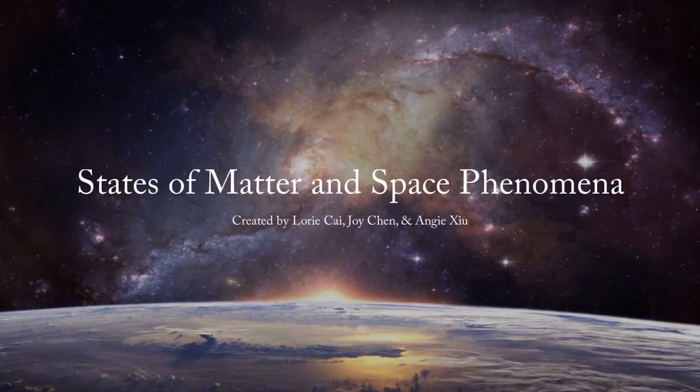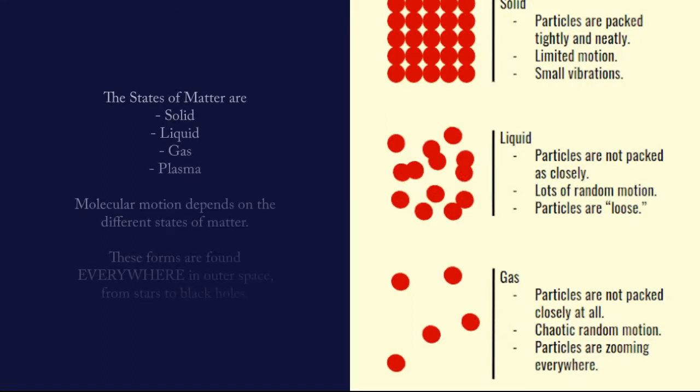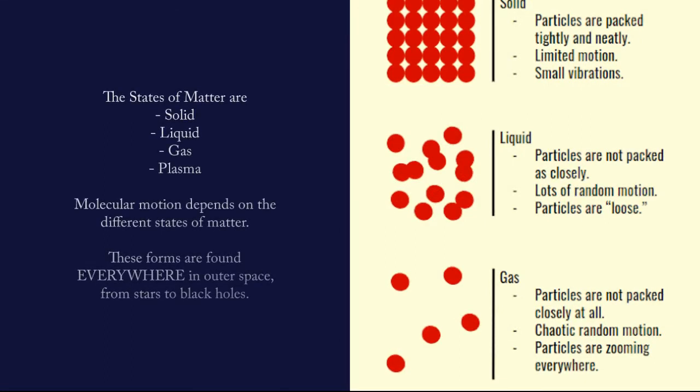States of matter and space phenomena. First, let's talk about the states of matter: solids, liquids, gases, and plasma. These forms are present throughout much of our world and outer space.